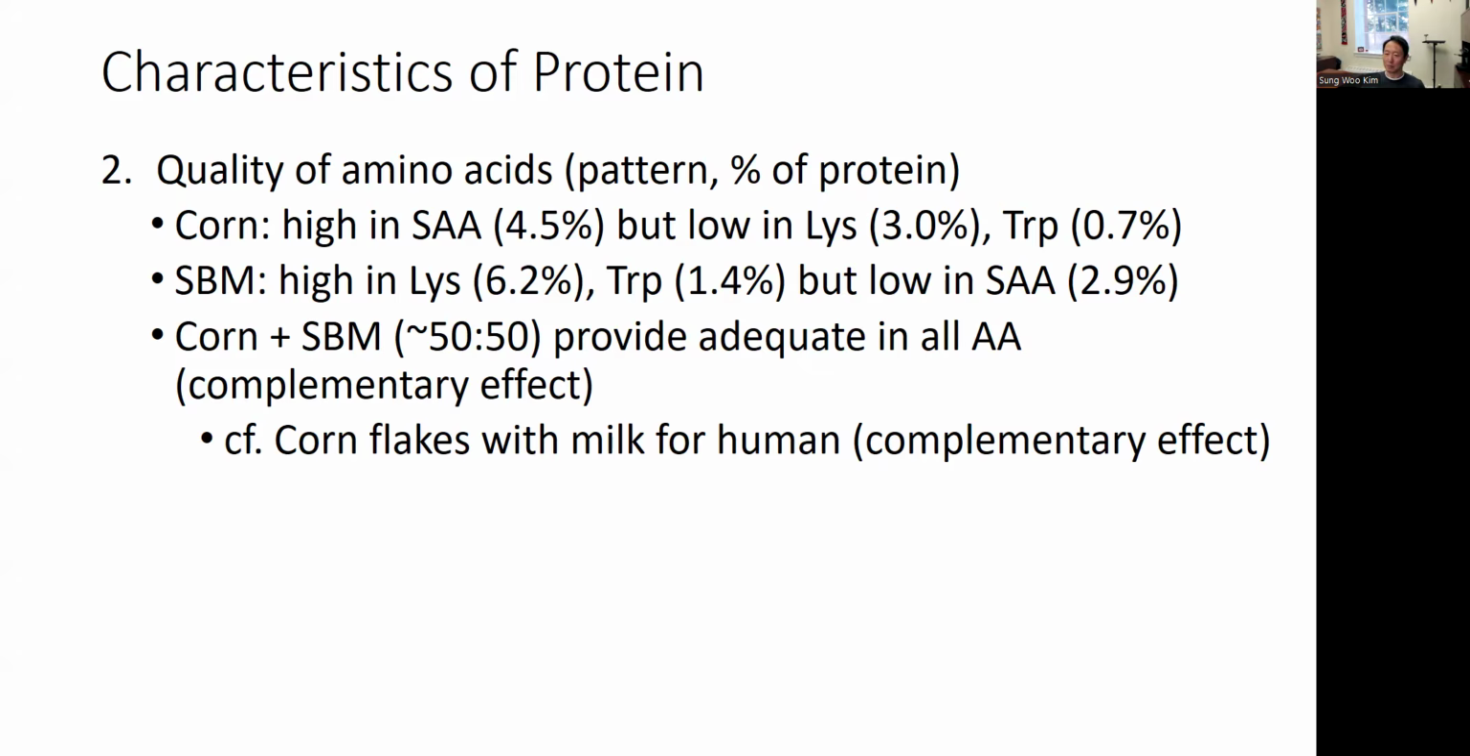In the case of humans, we have a very similar example. It's corn with milk. The corn is high in sulfur-containing amino acid, low in lysine, but the milk is opposite. So if you eat corn flakes with milk, it gives very good amino acid composition to humans because corn and milk have a complementary effect in terms of improving the quality of amino acids. So that's about the second item, determining the characteristics of protein.